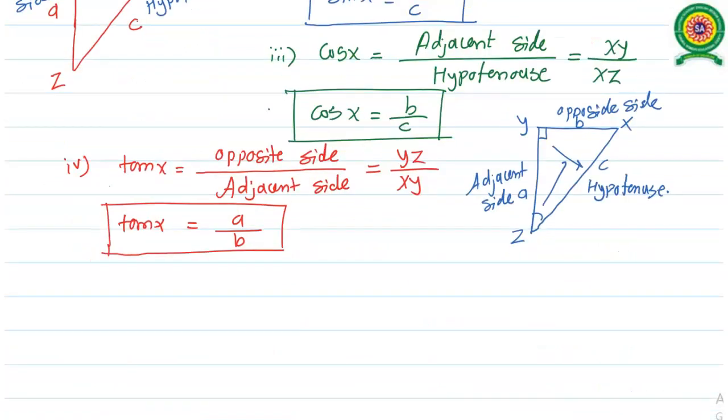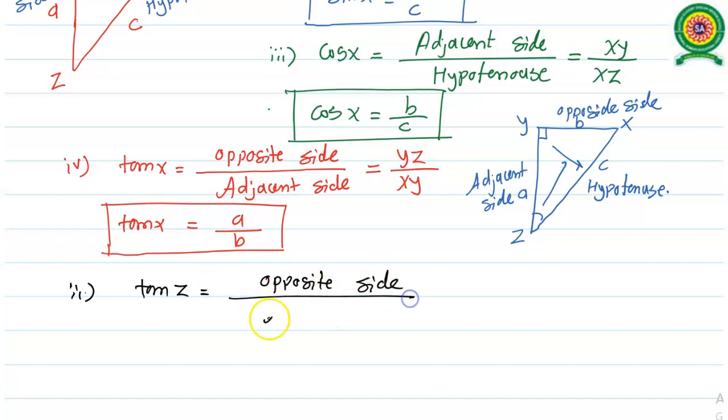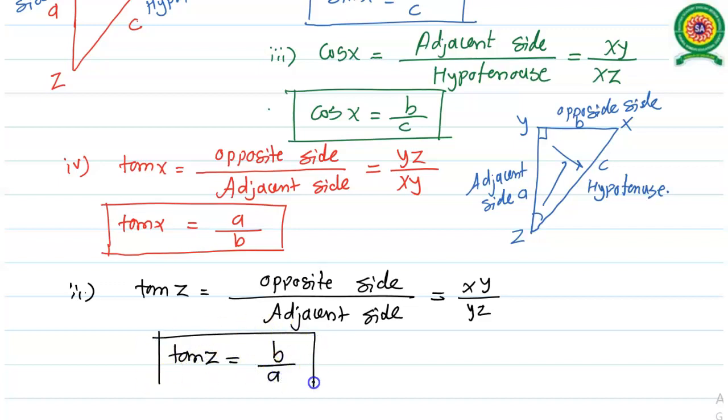So we have to evaluate here the value of tan of z. Basic formulation of tan, we have here the second sub question, that is tan of z, equals opposite side to that of adjacent side. So the opposite side of angle z, we have XY, and the adjacent side we have YZ. Try to replace XY and YZ by their value. We have tan of z equal to b divided by a.